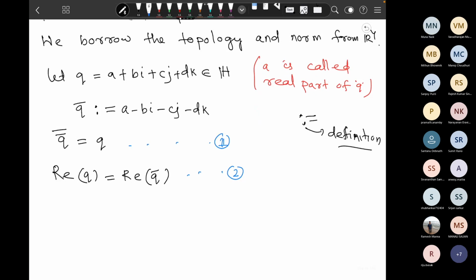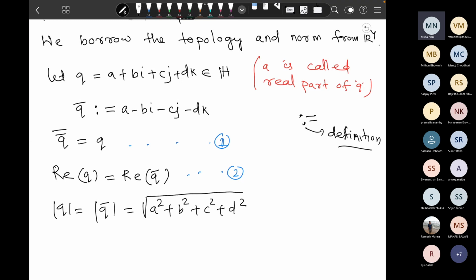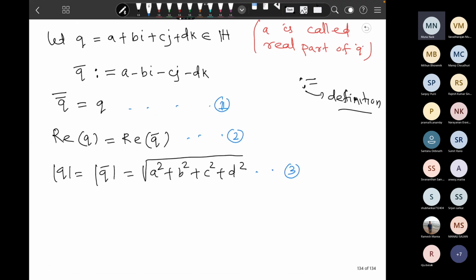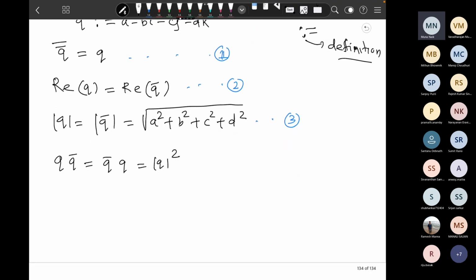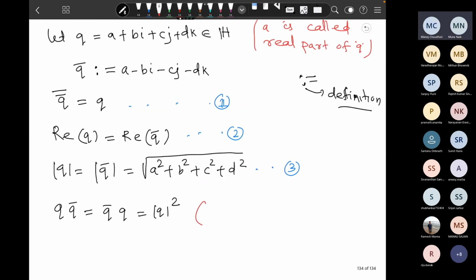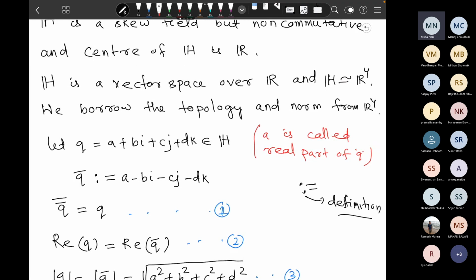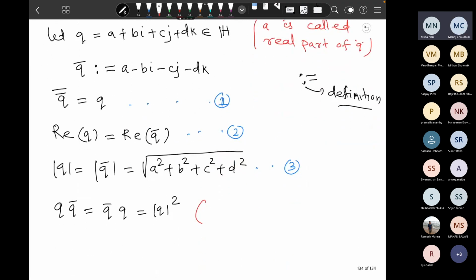The third thing is the norm of Q is equal to the norm of Q bar, which is the square root of a square plus b square plus c square plus d square. And the fourth thing is if you multiply Q bar and Q, Q bar Q is equal to norm Q square. So you are just defining the norm like this, right? Yes, I have said that we borrow the topology and norm from R4. This is the actual definition.